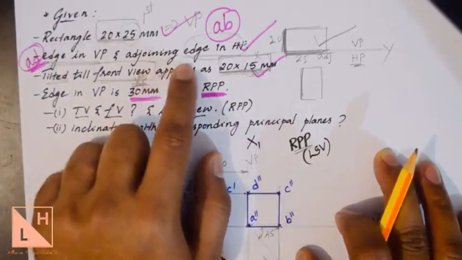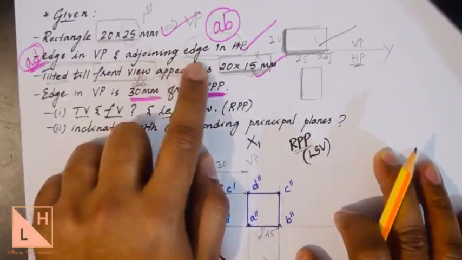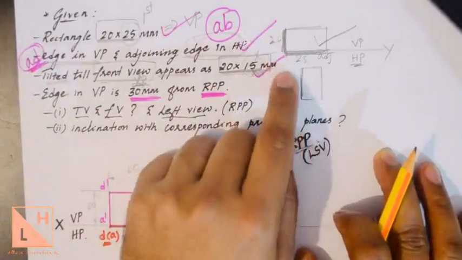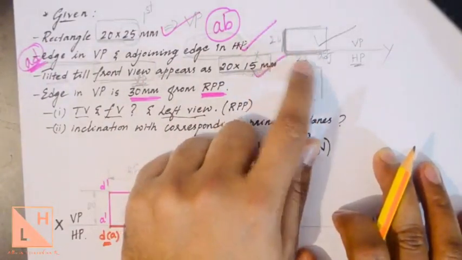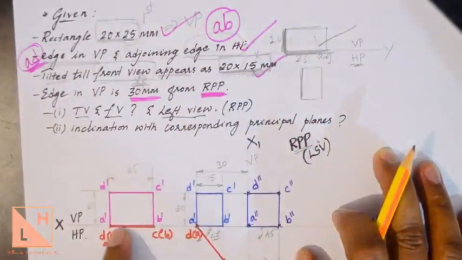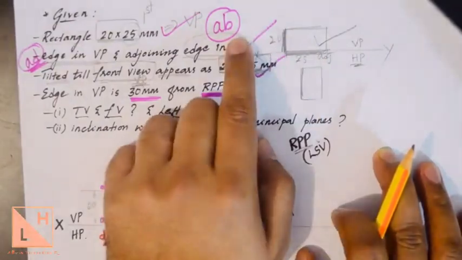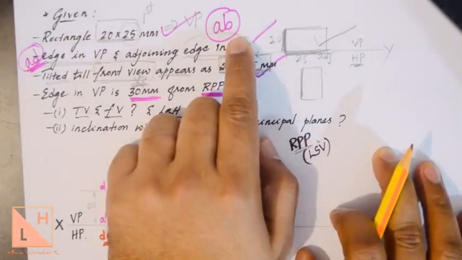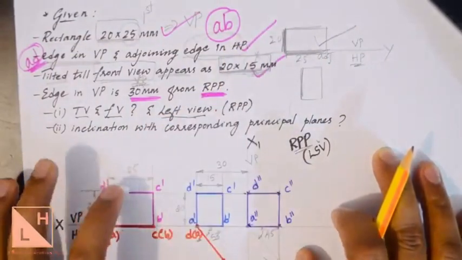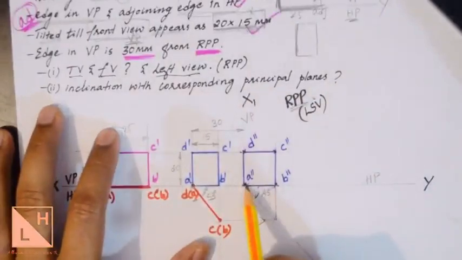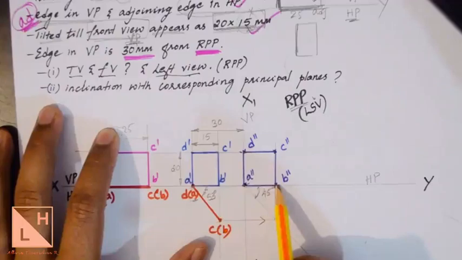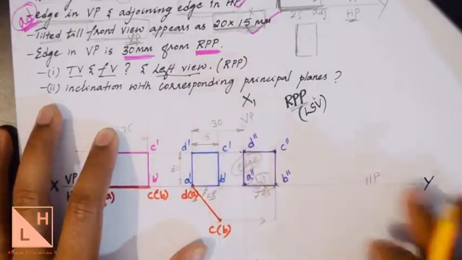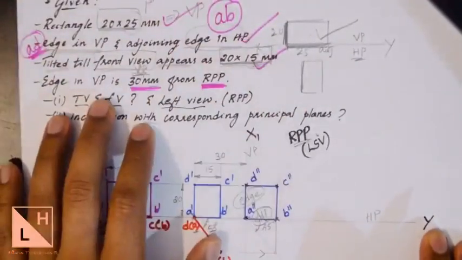And the adjoining edge is in HP, which is the adjoining edge for AD. As I already showed you here, the adjoining edge will be the immediate next edge, right? We have selected the bottom one. So the bottom one from the drawing is A dash B dash in the front view, and AB in the top view. So in the side view, it must be A double dash B double dash, which you can easily see here. In the horizontal line, you have A double dash and B double dash touching the XY line. This satisfies the conditions given in the problem.